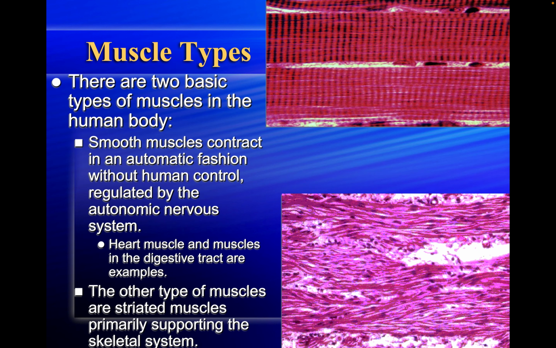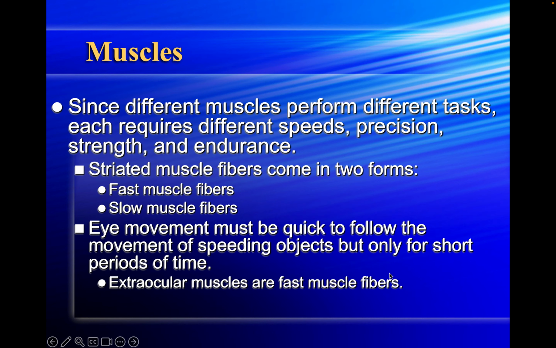There are two basic types of muscles in the human body. Smooth muscles contract in an automatic fashion without human control, regulated by the autonomic nervous system. Heart muscle and muscles in the digestive tract are examples of smooth muscles. The other type of muscles are striated muscles, primarily supporting the skeletal system, and you can see the difference between the two. This is a striated muscle, and this is a smooth muscle.